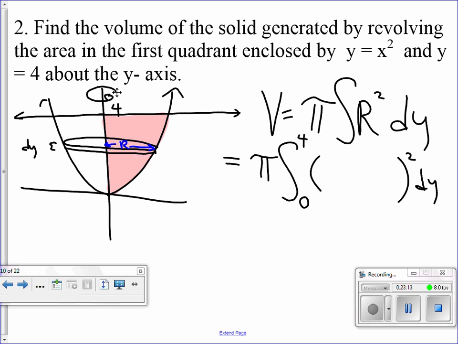The parabola, the equation is y equals x squared. So I have to know what x equals. Square root of y. And it's going to be the positive one because x is positive over here. Okay, so the radius is x on the parabola, which you just told me was the square root of y, minus 0, because x on the y-axis is just 0.